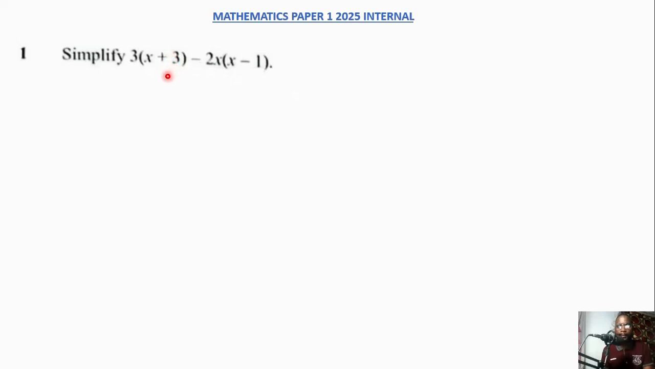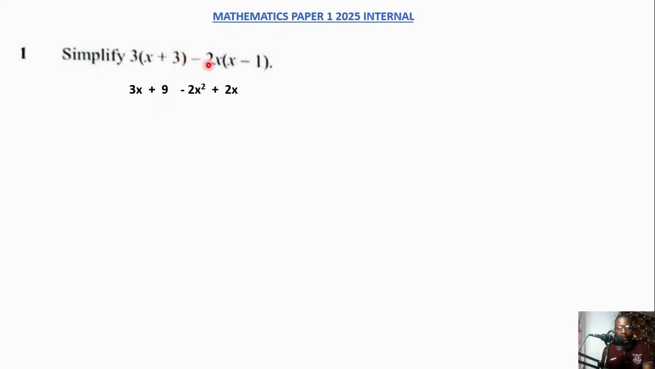The first thing we need to do here is to get rid of the brackets. The coefficient, in this case 3, will multiply throughout so that we get rid of the brackets. The same applies here, where the coefficient is negative 2x, which will multiply with what is in the brackets. When we multiply 3 by x, we have 3x, plus 3 times 3, we have 9.